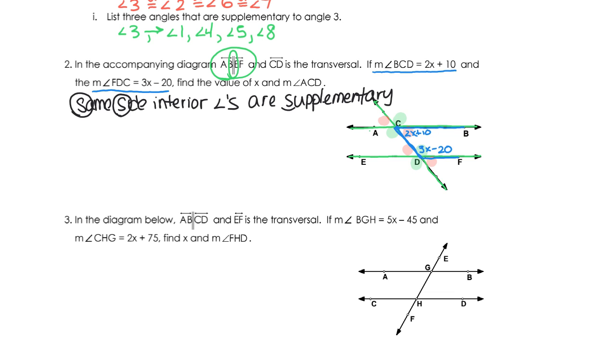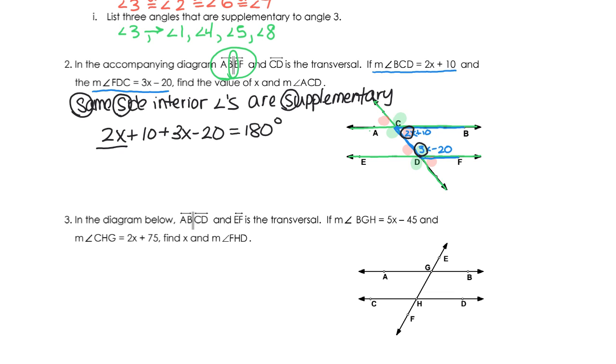And remember, supplementary refers to adding up to equal 180. So we would take 2x plus 10, and we would add 3x minus 20, and it should total or equal 180 degrees. Another way of seeing it is that, see how this dot underneath this expression is red and this dot underneath that expression is green? Different colors refer to supplementary. Same colors refer to being congruent or equal.